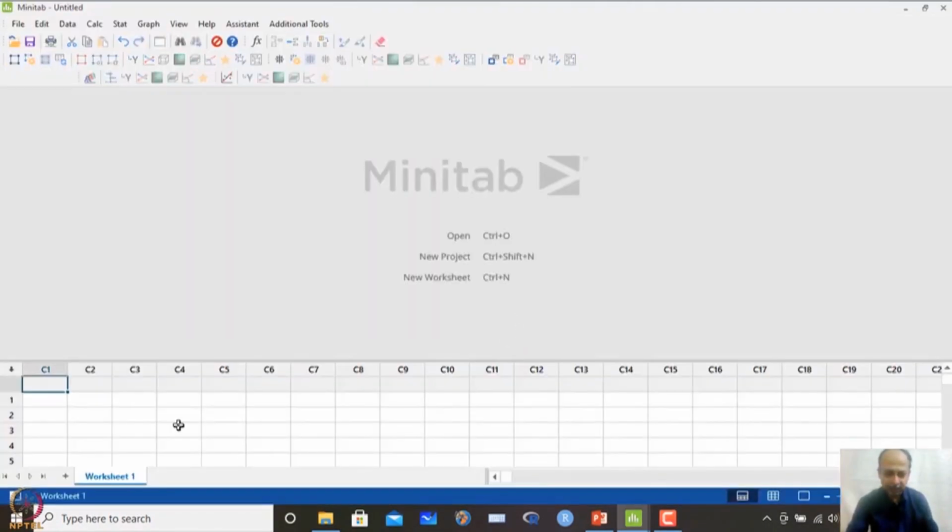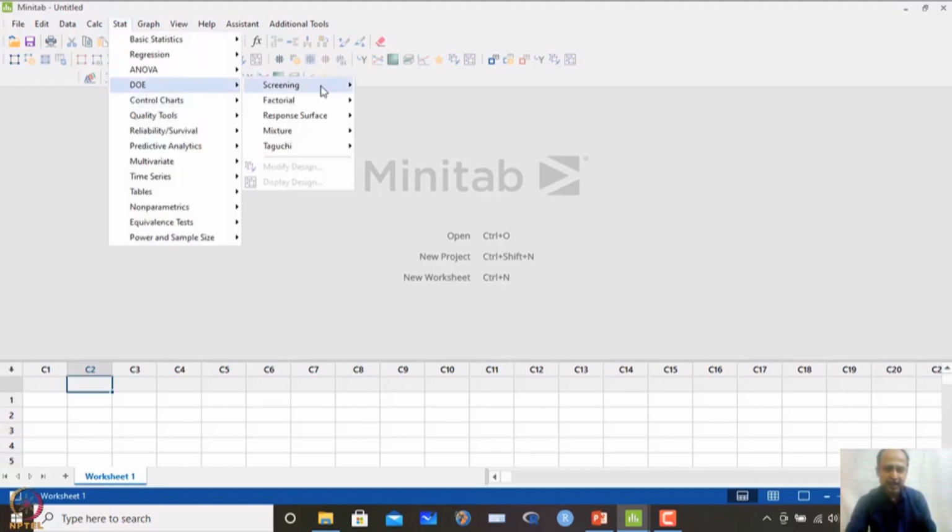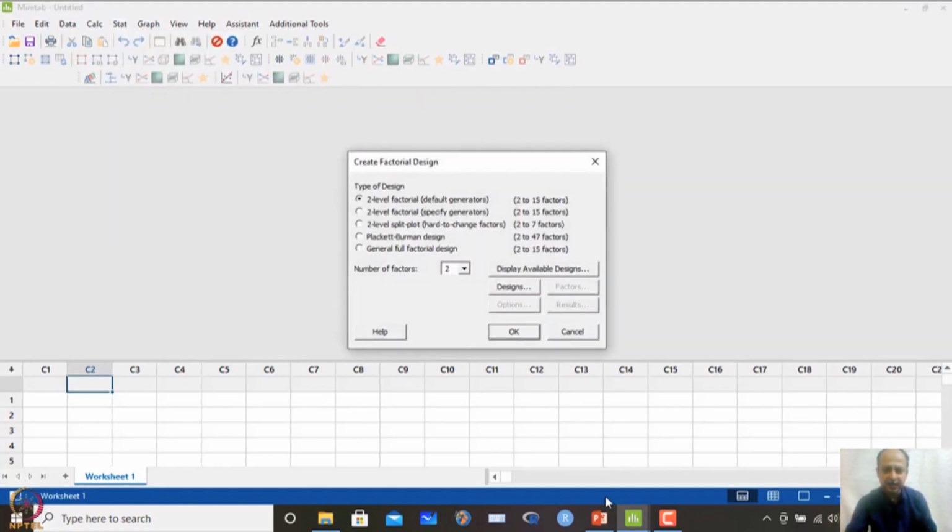Then we will use this already created design, and the data is already created, so we will use that for analysis. In this case, what you have to do is go to Stat, Design of Experiments, Factorial Design, Create Factorial Design.